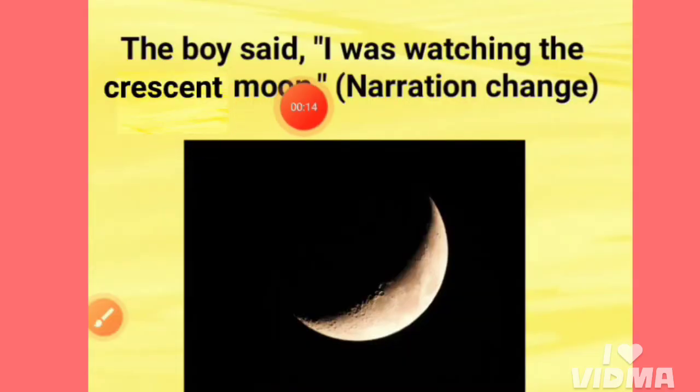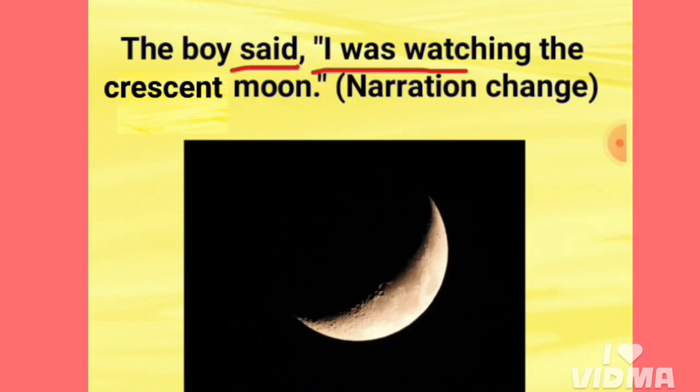The boy said, I was watching the crescent moon. We have to change the mode of narration in the sentence. Said, this is the reporting verb and this is in past tense. I was watching the crescent moon. This is the reported speech and this is also in the past tense.